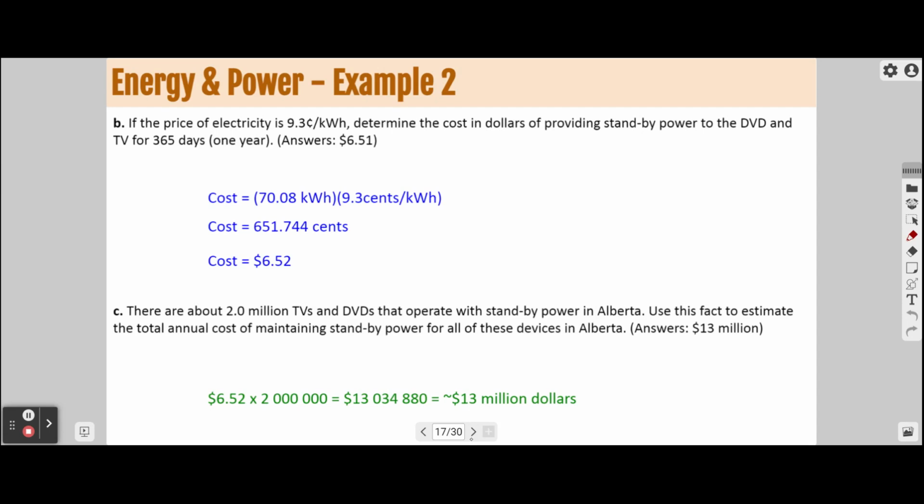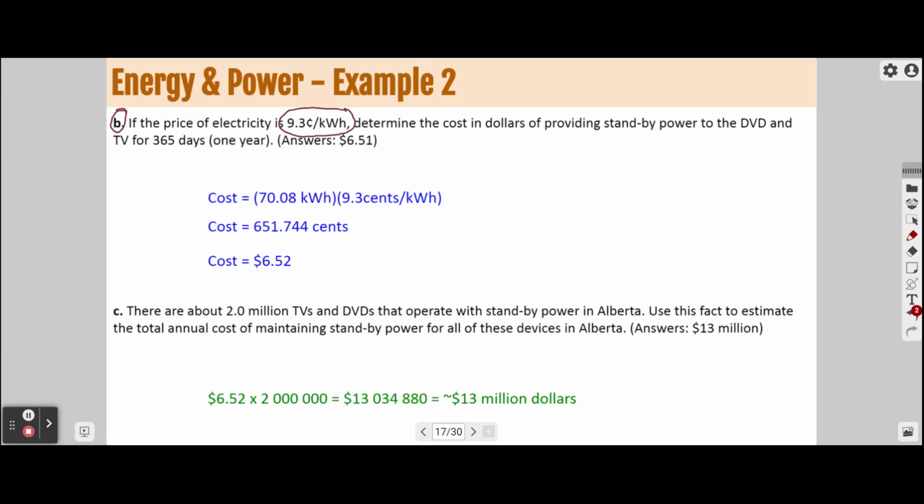Okay, so now we're going to take this a step further. In part B, you'll see they start adding price in. So if the price of electricity is 9.3 cents per kilowatt hour, determine the cost in dollars of providing standalone power to the DVD and TV for 365 days in 1 year.